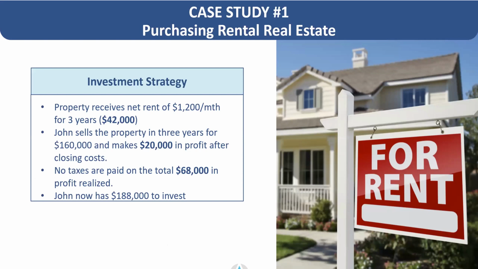Looking at this strategy, let's say he rents the property out and in the course of the year, he's netting about $1,200 a month. Over 3 years, he's returning $42,000 back to his IRA. And when he sells the property and makes 20 grand in profit after closing costs, that total of the net rents and the profits on the sale all comes back into his IRA.